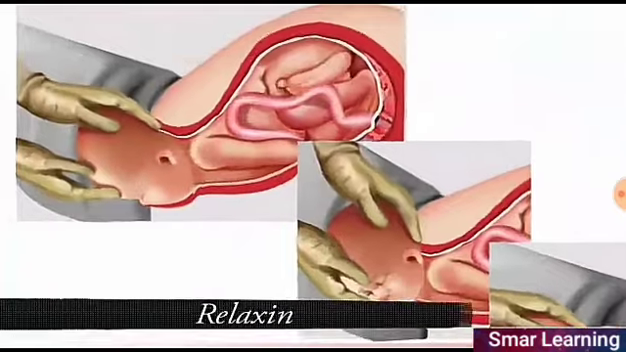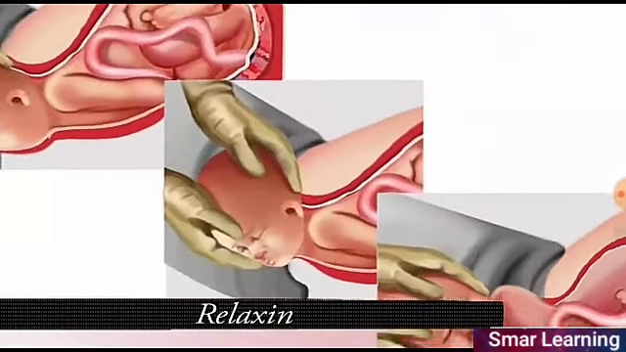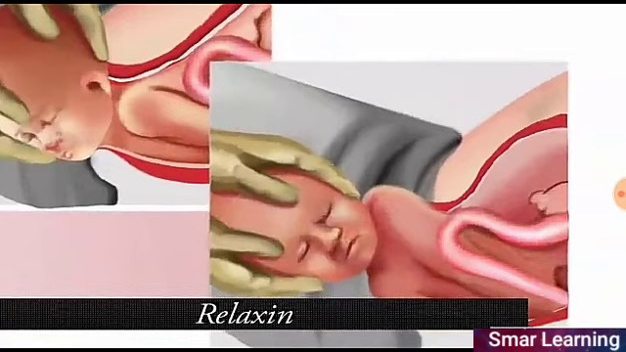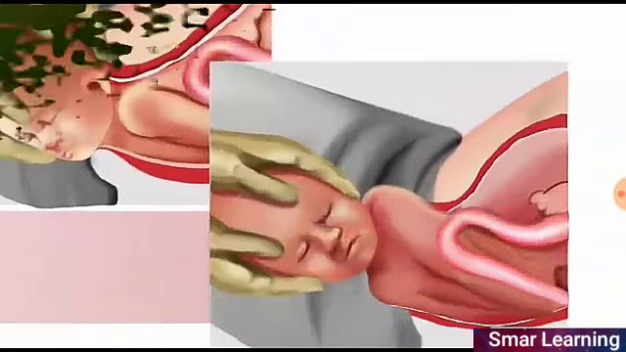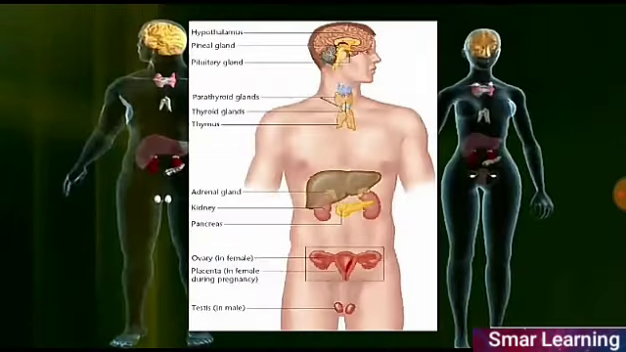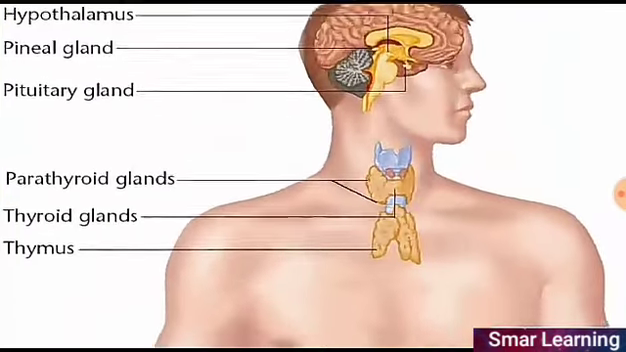3. Relaxin helps in easy birth of the young one. So we see that endocrine glands and its secretions are very important. Summary of major hormones.